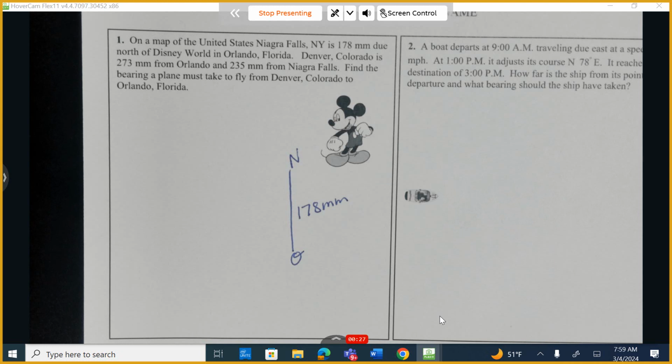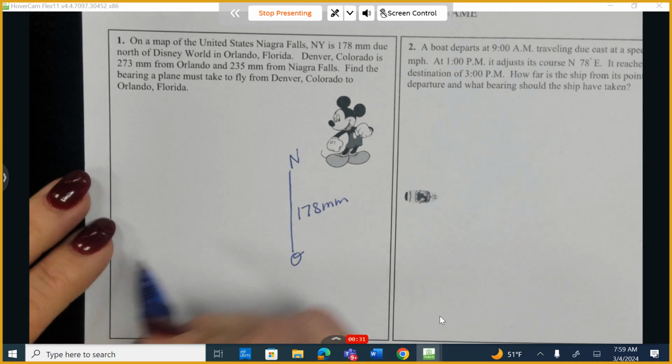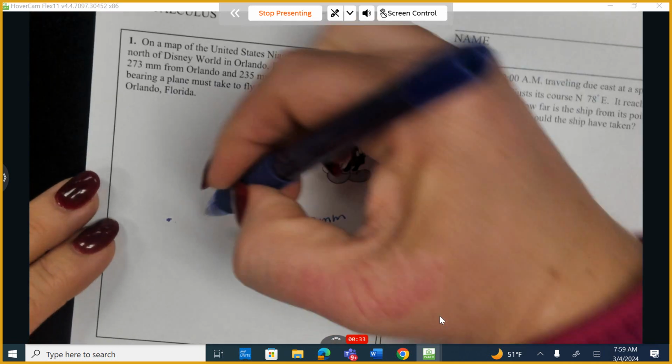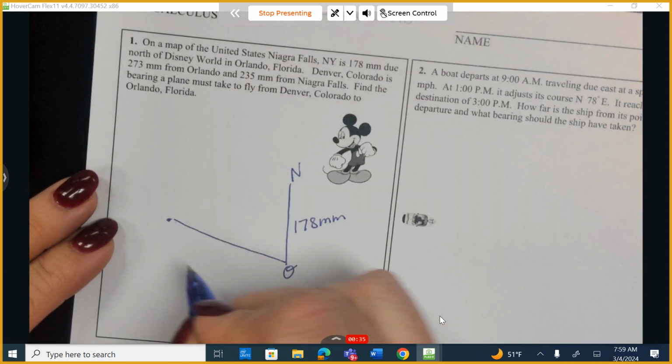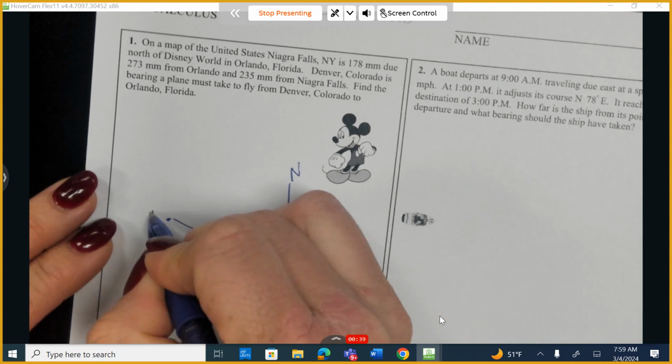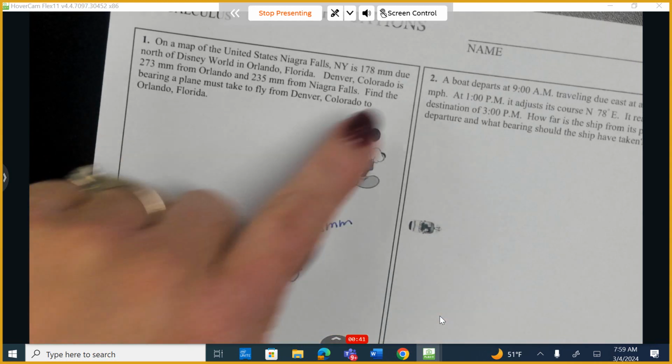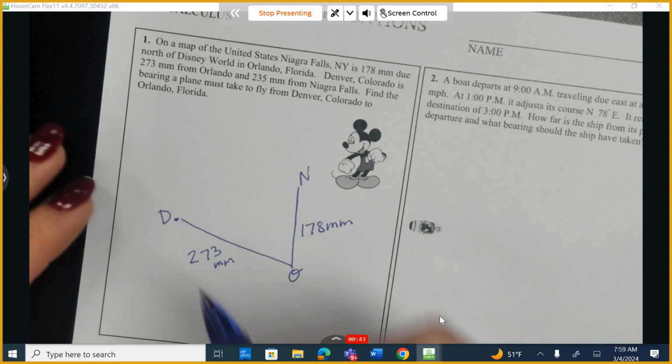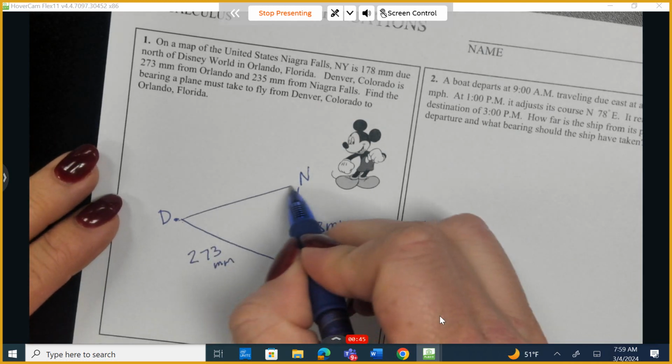Denver, Colorado is 273 millimeters from Orlando. So over here is 273 millimeters, and that's going to be Denver. And from Denver back to Niagara Falls is 235.